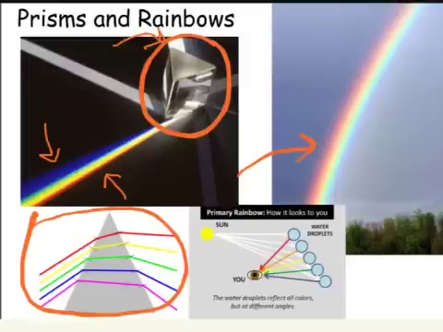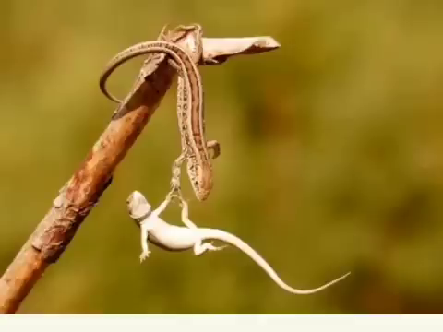And you can see this little diagram is kind of explaining it. Water droplets reflect all colors. Actually, it's not reflecting, though, is it? It's refracting all colors, but at different angles. Whoa, hang on, little lizard, hang on.